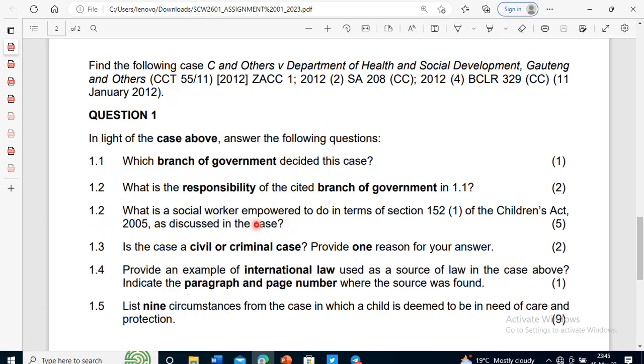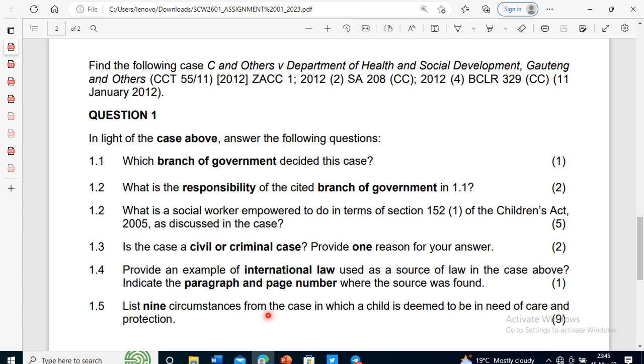Okay, guys, whenever they ask you to write or to state the law, an act or a law, you just have to take it the way it is. There's no way that you can paraphrase it, so to say. So 1.5, I do believe that it was supposed to be 1.6. They made a mistake. List 9 circumstances from the case in which a child is deemed to be in need of care and protection.